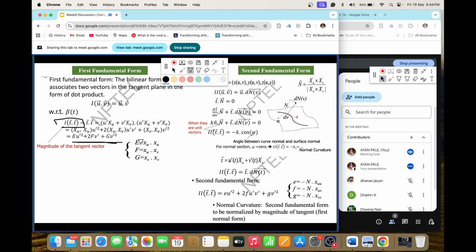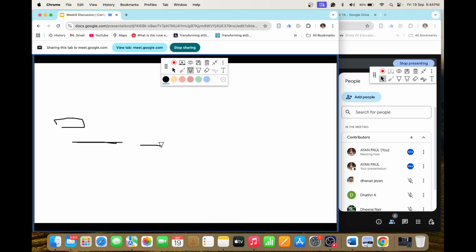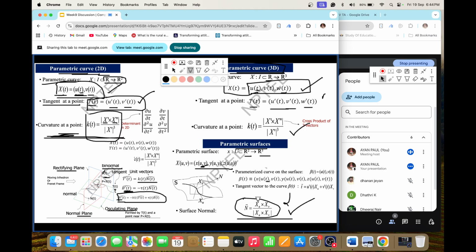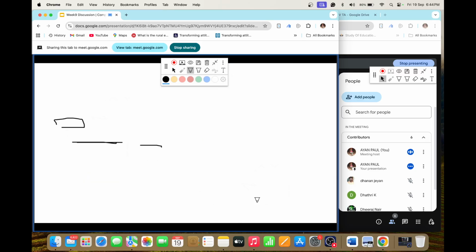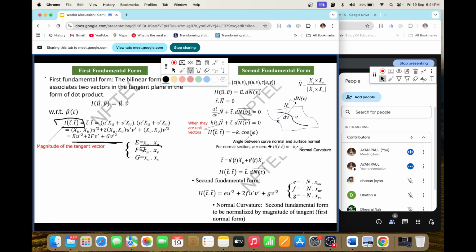Okay, what is this E? E is xu dot xu. Xu is again nothing but this thing. Small xu or capital Xu, whatever you call it, same thing. So this is how we calculate E. Similarly, F is calculated by this and G is calculated by this. So with all these formulas, no need to just mug up. I can explain it with the help of questions, so that it will be better clear.